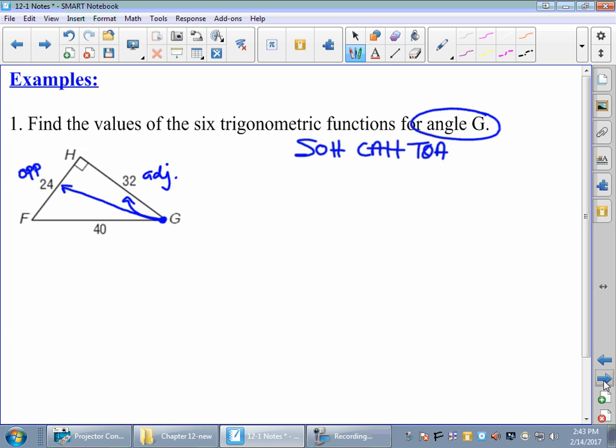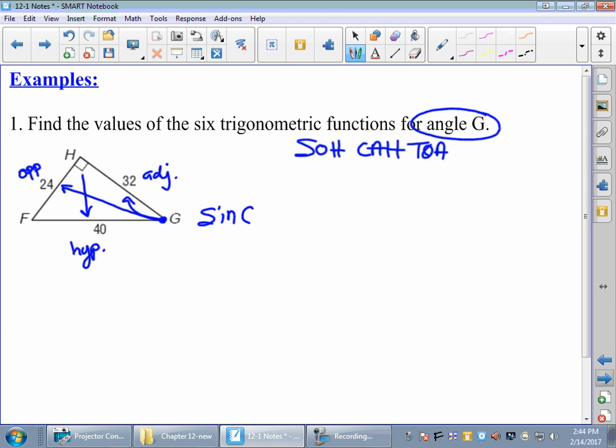Sometimes people mix up the adjacent and hypotenuse, so you might want to go right from the right angle right away. Always opposite the right angle is the hypotenuse. So now that I have my 24, 32, and 40 labeled as opposite, adjacent, and hypotenuse, I can go ahead and write my 6 trig functions.